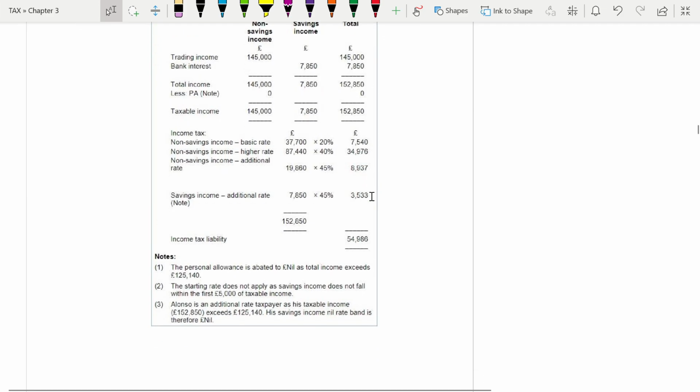He is exceeding. His trading income is 1,445, bank interest is this much, and his total income is 152. He will not get any personal allowance because the total income exceeds 125,140. 37,500 at 20%, and how much is there here?